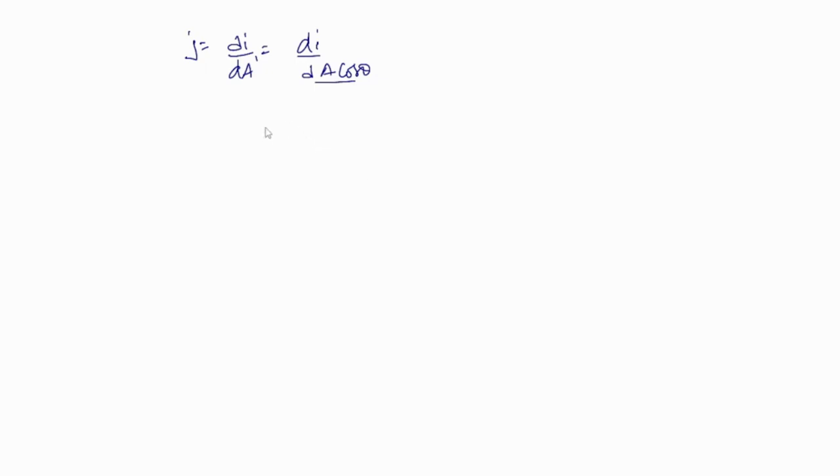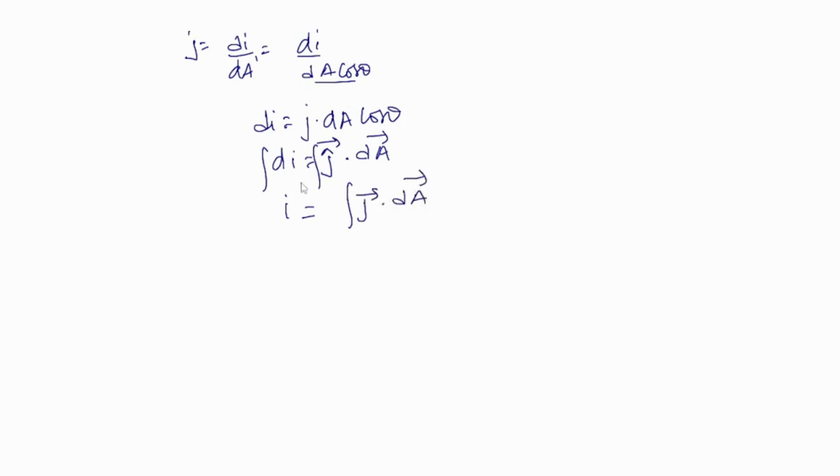So from here you can get di is equal to j dA cos theta, and this is a dot product of j and dA. So this can be written as di is equal to vector j dot vector dA. You can also write I as the integral of j dot dA. This is a very important result we will be using further in this chapter.